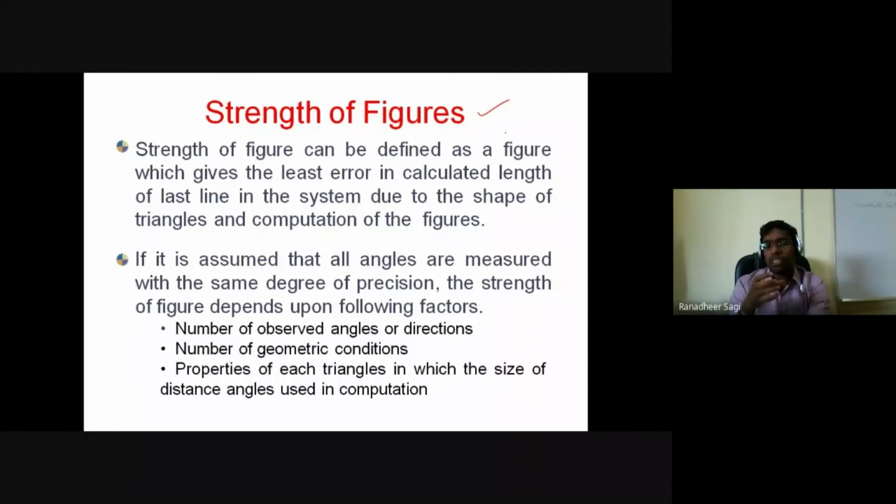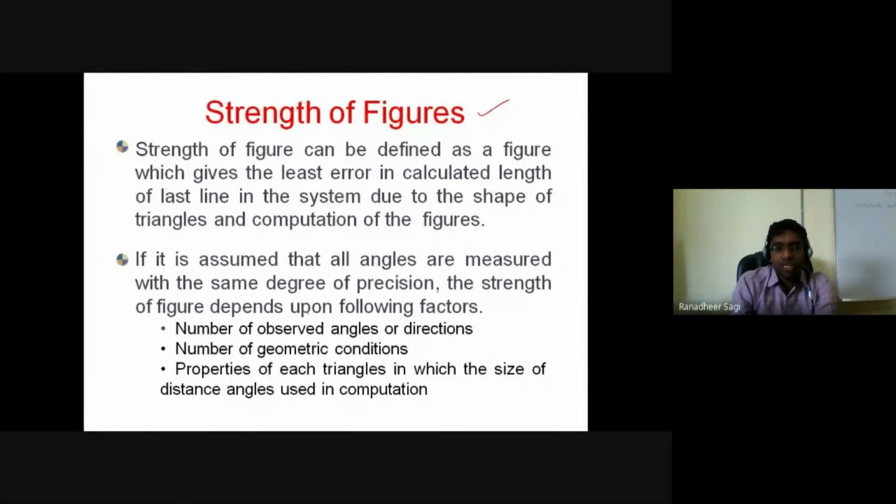And when you are representing your triangulation network, the strength of those respective figures, it could be a simple triangle, or braced quadrilateral, or centered polygon, should be high in getting relatively accurate values when you are trying to find out the lengths of the unknown sides of that particular triangulation network. It is assumed that all the angles are measured with the same degree of precision.